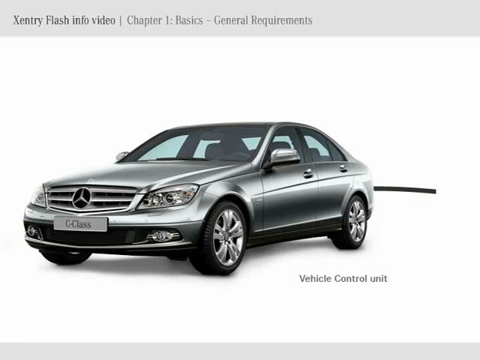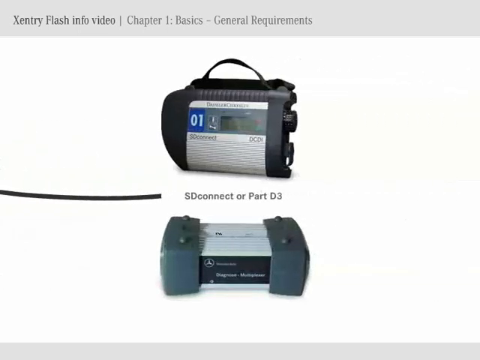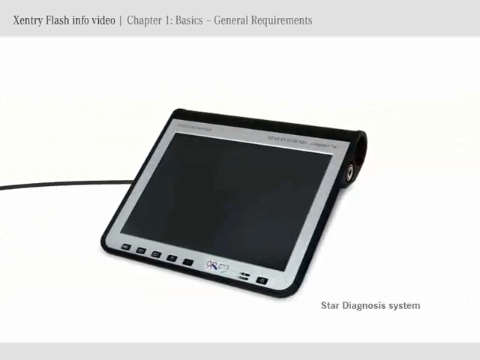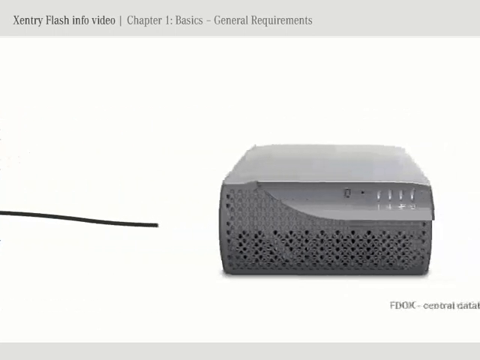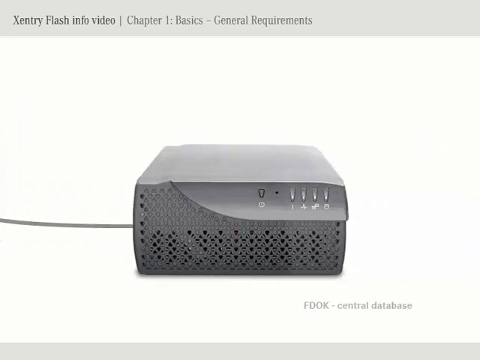Software is transferred to the control unit using the star diagnosis device. Star diagnosis connects to the vehicle and therefore to the control units via the multiplexer. In order to work with the new online processes of xentry, you require an internet connection. You can set this up with or without a network cable. This is how you communicate with the vehicle documentation system, abbreviated to FDoc, and other central databases.